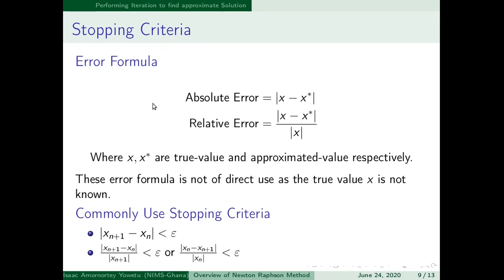We also want to check, assuming you are doing programming, when are you going to stop this iteration? So we also have the error formula, under which we have the absolute error and the relative error. So we are going to stop our iteration when we obtain this, where x is the actual root and x star is the approximate root under consideration. Now, one thing we also have to notice is this error formula is not of direct use as the true value x is not known. So we follow the commonly used criterion, where we look at two successive terms. The difference between two successive terms should be less than our epsilon or tolerance. We can also follow this and this or this.